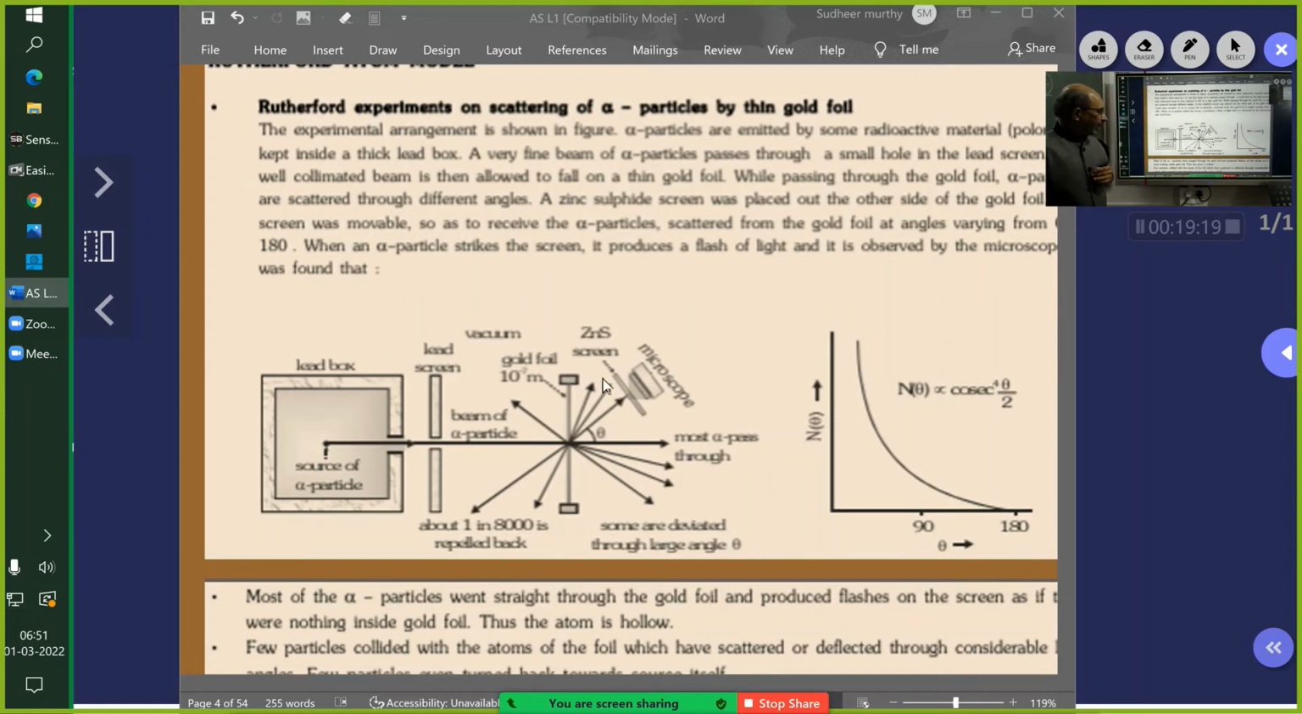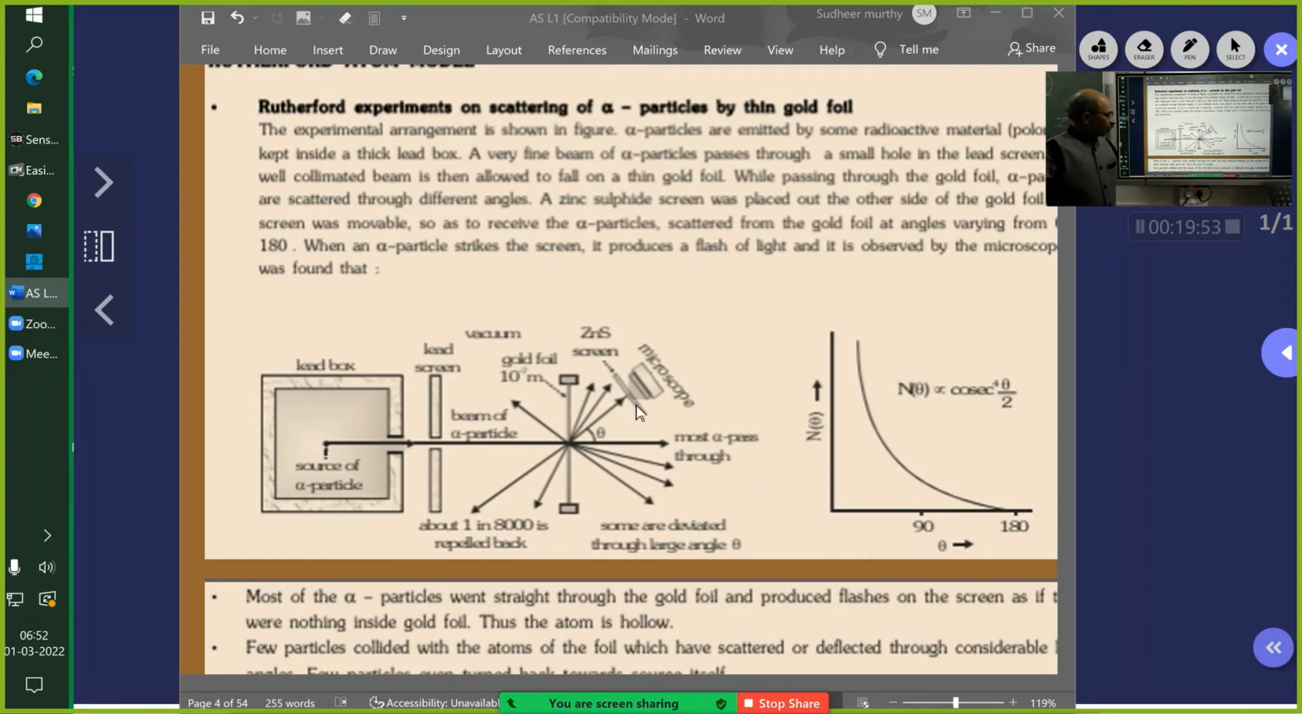As you can see here, the diagram is beautiful. The arrows you see here are the alpha particles that have penetrated and come out. These arrows indicate the direction of the alpha particles that are moving, and these arrows indicate the path of the alpha particles after they have impinged.